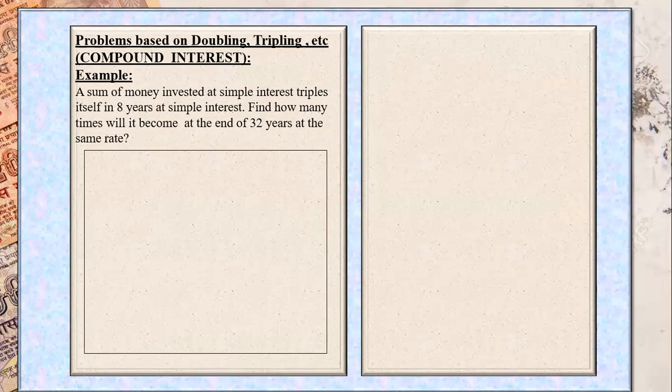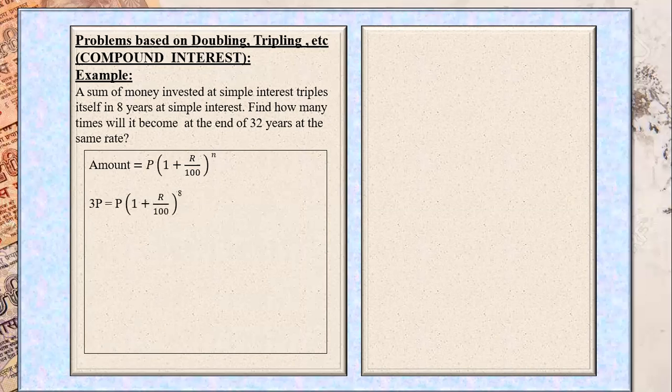Now, if it is compound interest: a sum of money invested at compound interest triples itself in 8 years. How many times will it become in 32 years at the same rate? Now we can directly apply the compound interest formula. Amount is equal to P into 1 plus R by 100 to the whole power n. So 3P is equal to P into (1 plus R by 100) to the whole power 8. Now (3P) to the whole power 4 is equal to P into (1 plus R by 100) to the whole power 4 into 8, because 32 years is nothing but 4 into 8. Therefore, it becomes 81 times the principal, because here the time increased 4 times and the power also increased 4 times. So 3 power 4 is 81 times in 32 years.